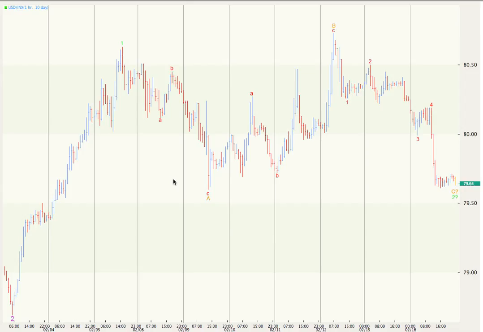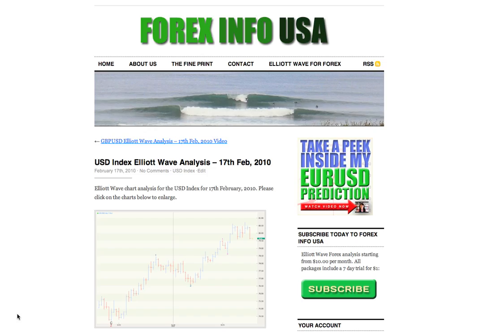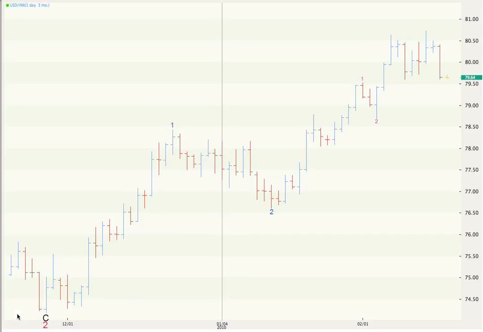This hourly chart is invalid with any movement below this point here, 78.69, and the daily is invalid with any move below 76.61 down here. I don't expect it to get right down there. It could get right down to here, but it should not go further below this point, 78.69. So there's our invalidation target.